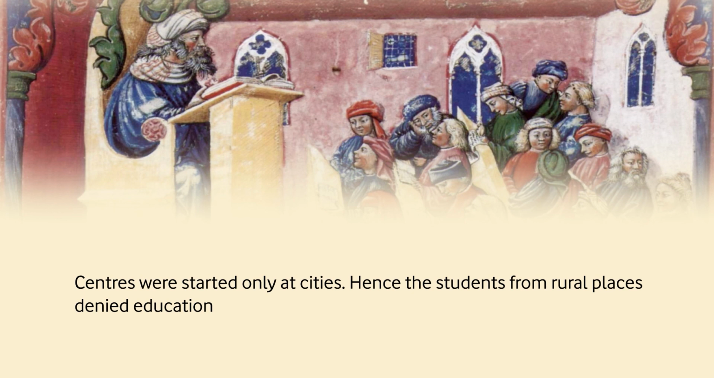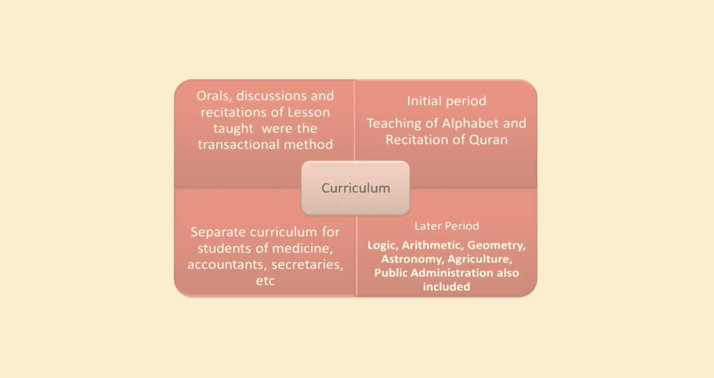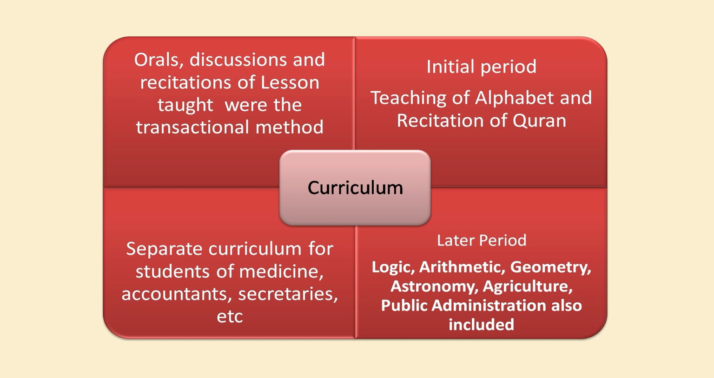Centers were started only in cities. Initially, learning centers were started only in urban areas, and they started many libraries and literary centers only in urban areas. Because of that, people from rural areas and the poor were neglected, and they were not given any education during those periods. If you see the curriculum, oral discussion and recitation of lessons taught were the transactional methods, especially the Quran. The oral reading of the Quran was considered important during that period.